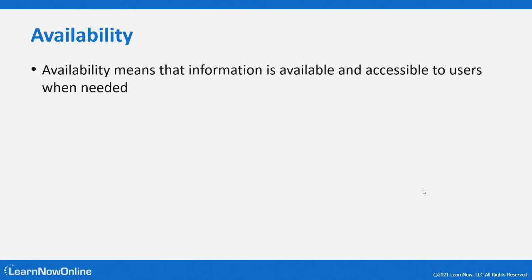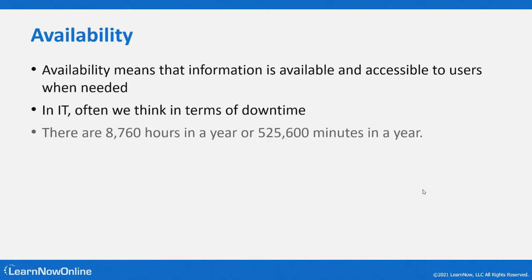The last section of the triad is availability. And what this means is that information is available and accessible to users when needed. In the IT world, we often think in terms of downtime. There are roughly 8,760 hours in a year, or we can say that's 525,600 minutes. And of course, there's leap years, but we'll just use these numbers.